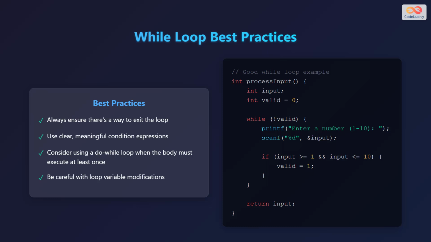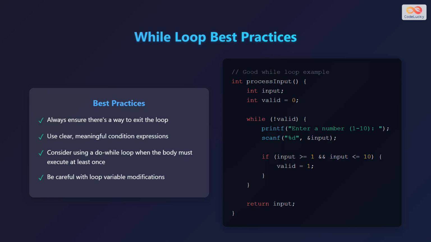To write effective and maintainable while loops, let's go over some best practices. Firstly, always ensure that there's a way to exit the loop. This means that the loop condition should eventually become false through modifications within the loop body. Secondly, use clear and meaningful condition expressions. This makes your code easier to understand and reduces the risk of errors.